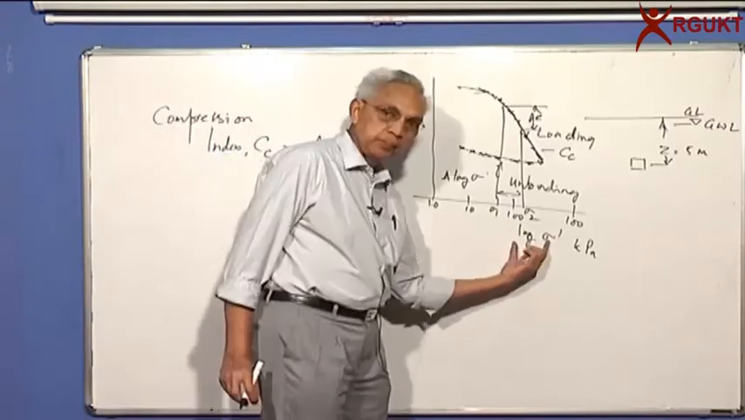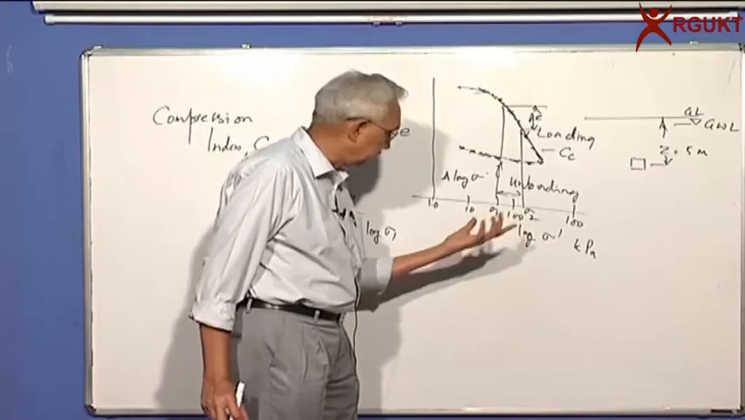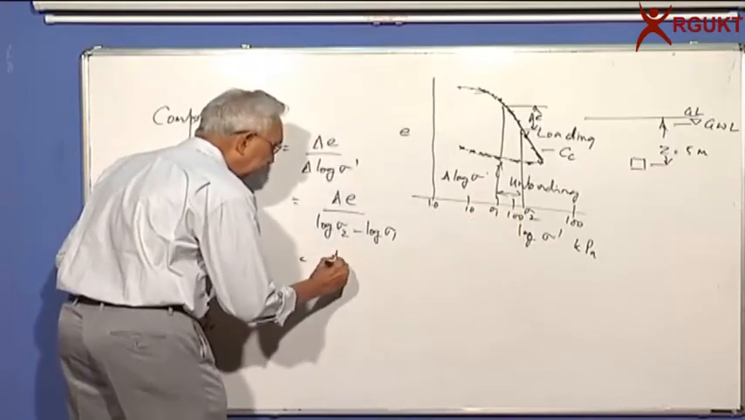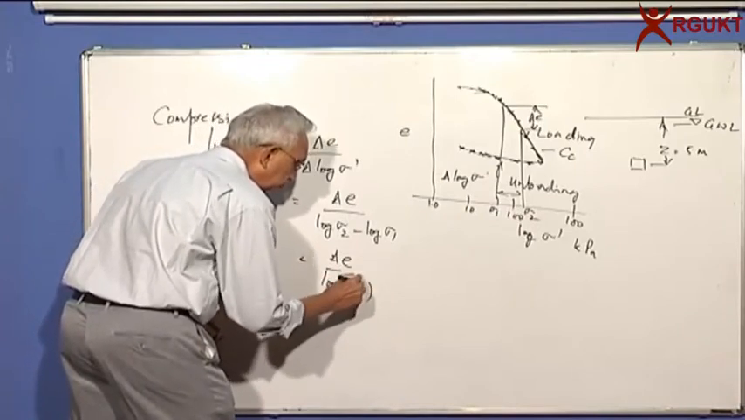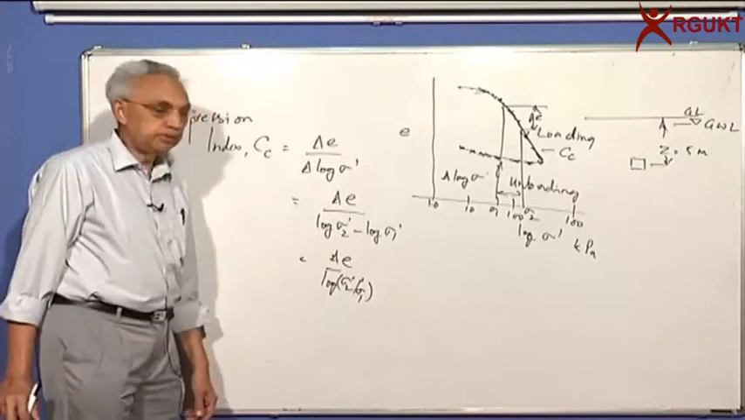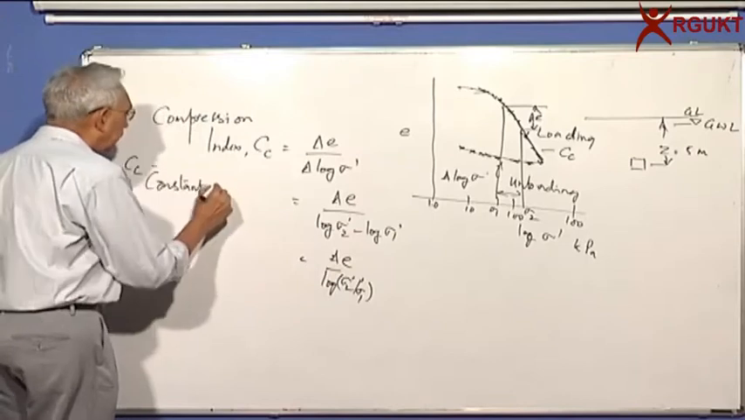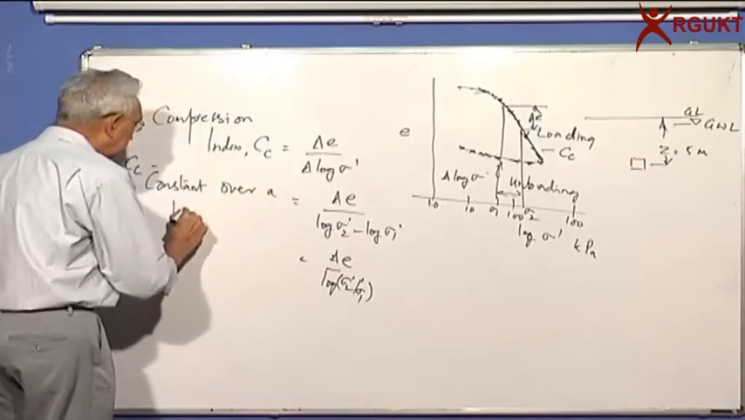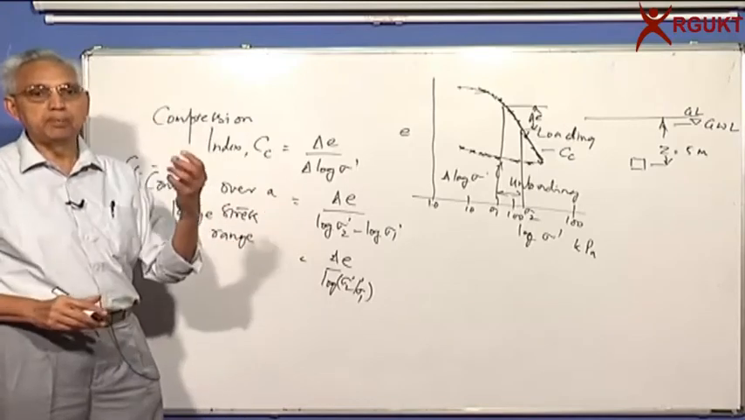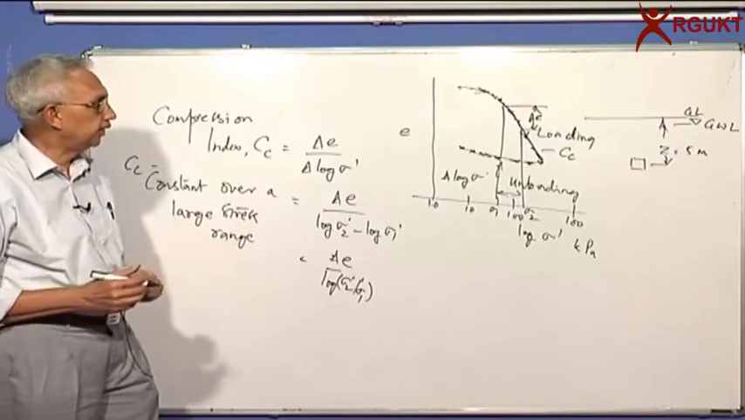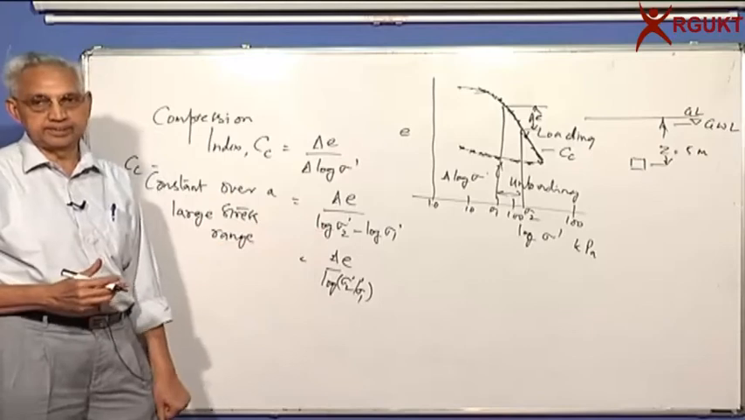Then I'm looking at the change. Delta log sigma means log sigma 2 minus log sigma 1. You can also write it as delta e by log sigma 2 by sigma 1. First we show that it's effective stress. And this Cc is constant over a large stress range. That makes it easy for us to define that Cc can be 0.3, 0.4, 0.7, whatever it is, and say that over a large stress range, compression index is constant.